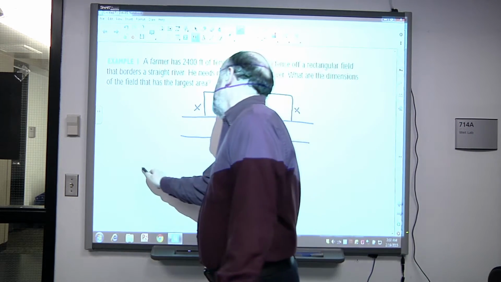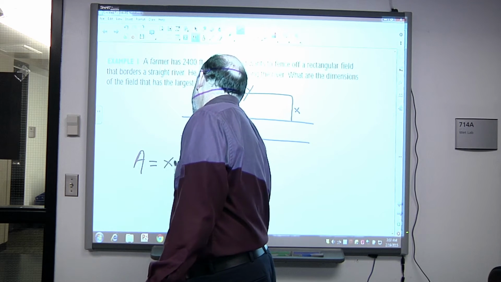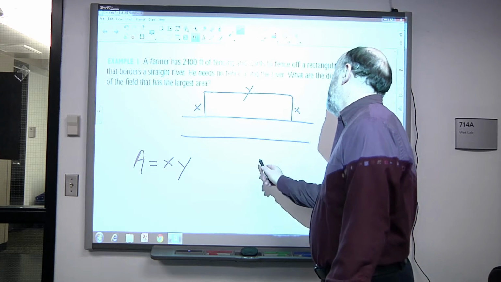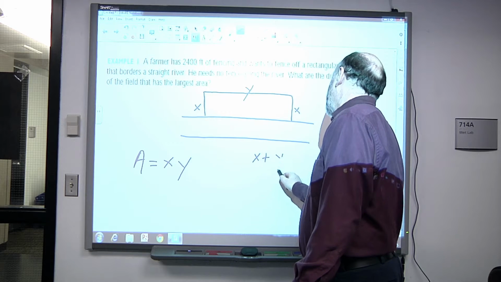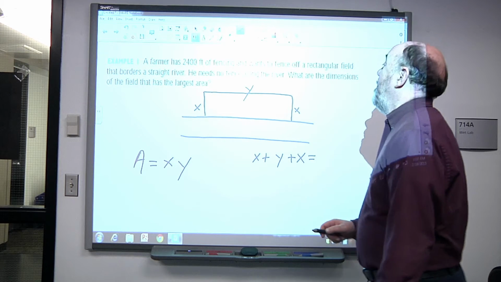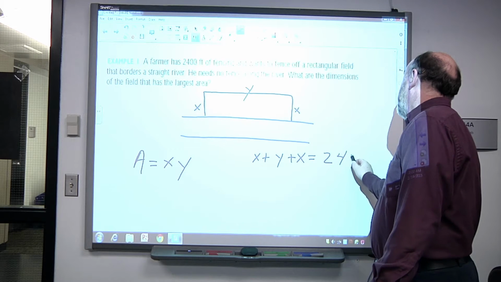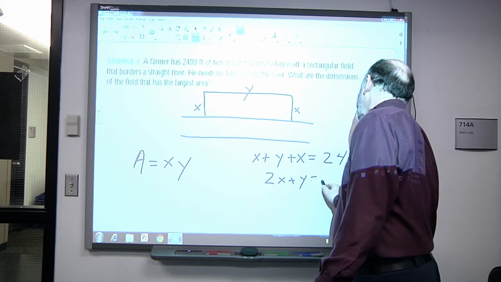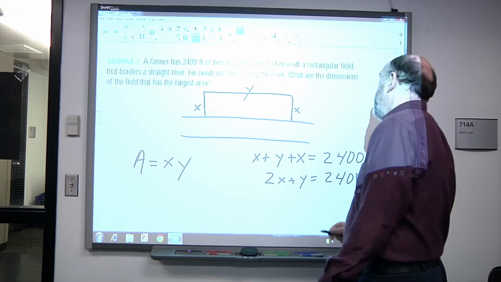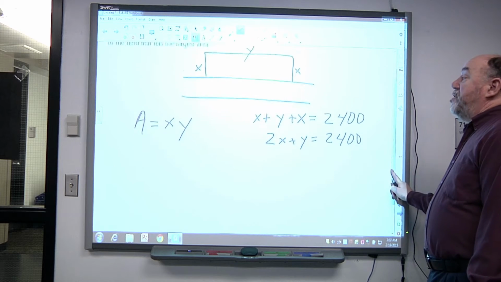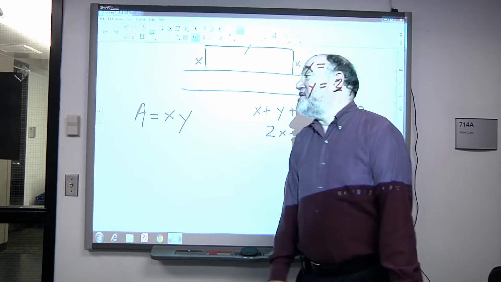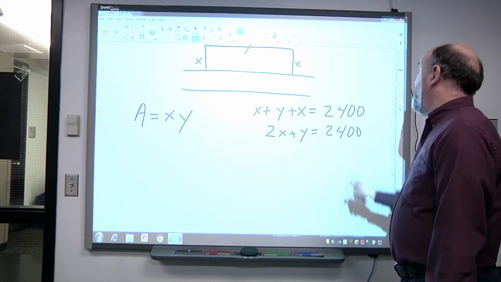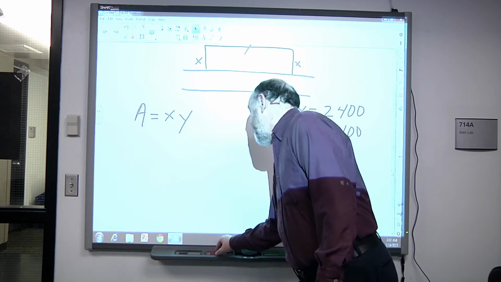And so the area of a rectangle is given by x times y. And then the amount of fencing we're using is going to be x plus y plus x. And we know that has to equal 2,400. And so 2x plus y equals 2,400. So we want to maximize this, but this is in two variables, and we only want it to be in one variable.